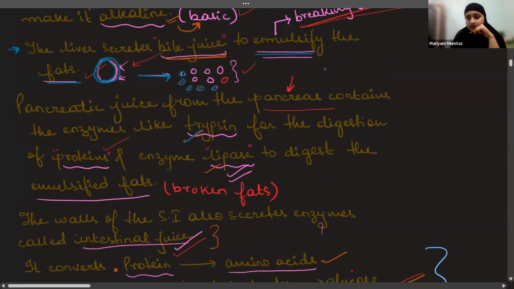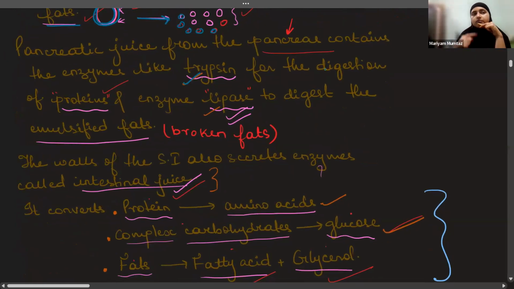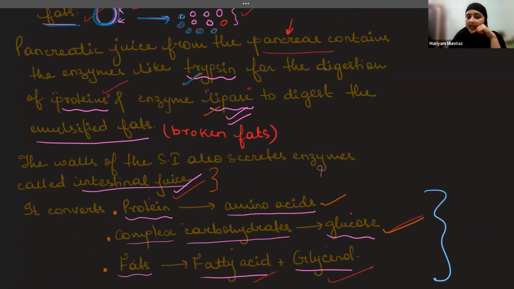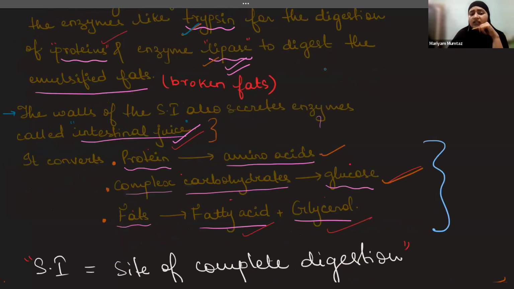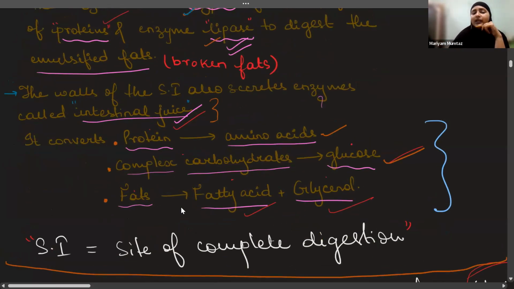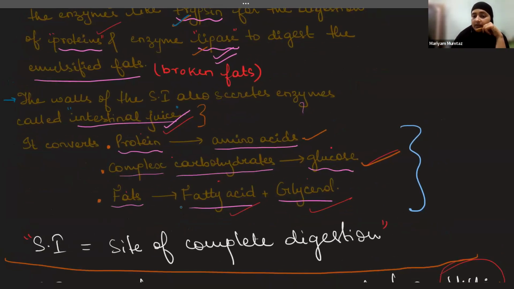Clear? Yes. Now, apart from the secretion from the pancreas and the bile, the wall of the small intestine also secretes an enzyme that is known as intestinal juice. Just like the stomach wall was secreting the enzyme, the small intestine wall will also secrete, and that we will call intestinal juice. Now, this intestinal juice converts the protein into amino acid, the complex carbohydrates into glucose, the fat into fatty acid and glycerol, meaning even smaller structures, the forms in which our body can absorb it.